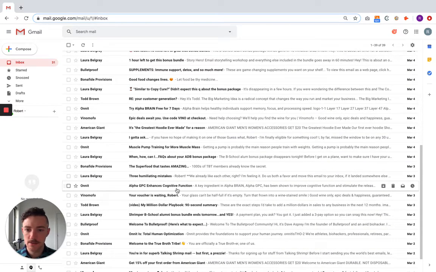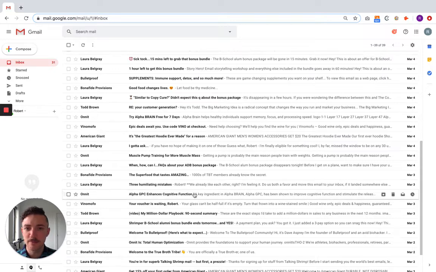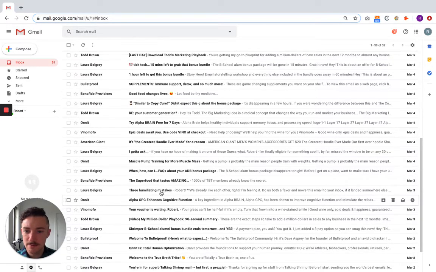Okay, this is interesting just because it's a benefit. And there's curiosity here too. I don't know what alpha GPC is, but I know that I want to enhance cognitive function. I would maybe simplify that a little bit, but maybe its audience is fairly smart and they know what cognitive function means. I think most people do, but generally I try to keep things as simple as possible. Anyway, let's see what else we got going on.